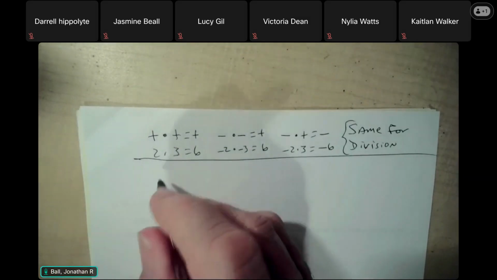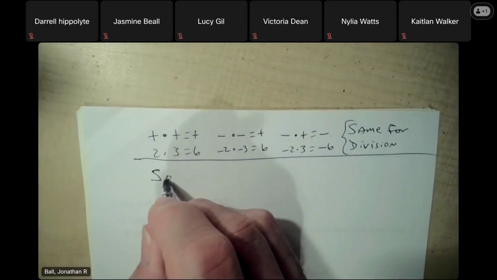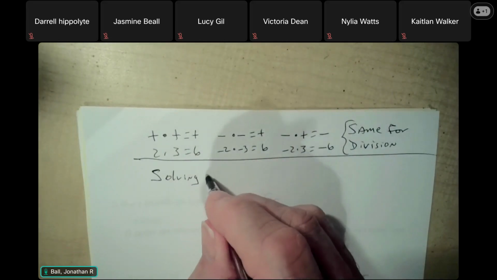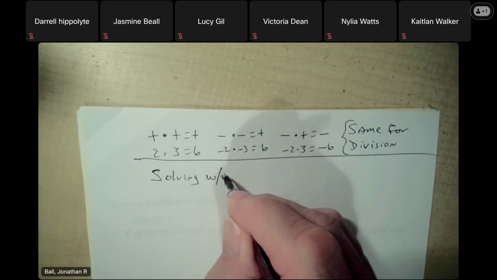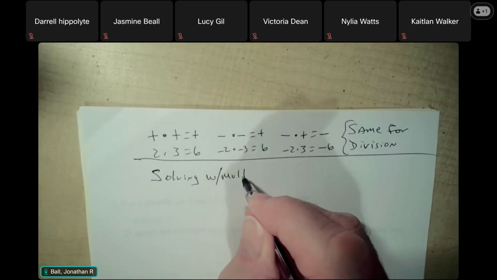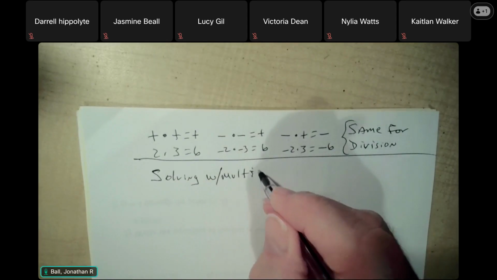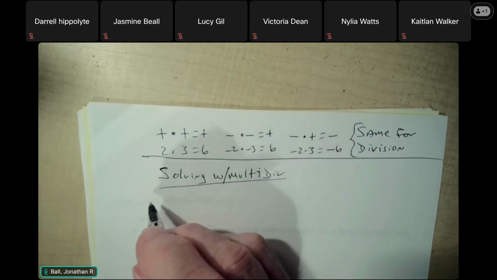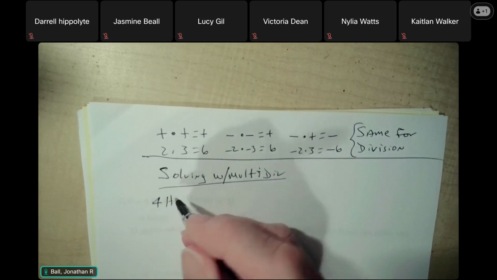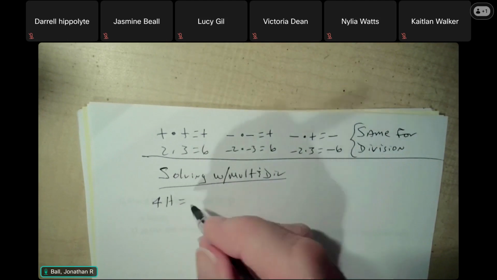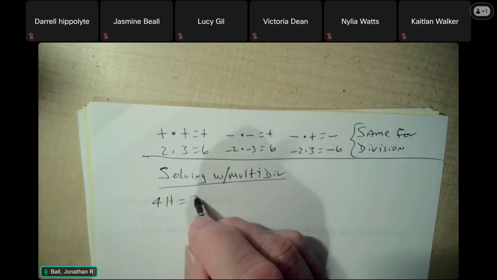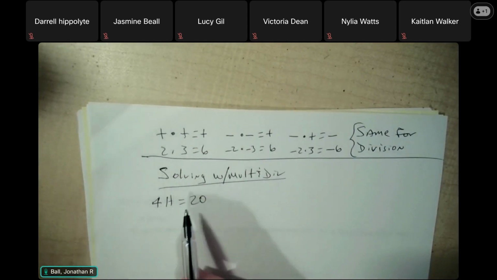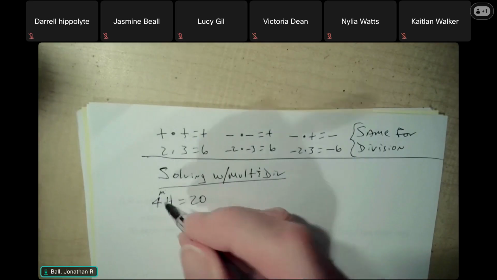Okay, now again, we're solving equations, solving with multiplication and division. So if you have 4h equals 20, 4h means 4 times h. We just don't write it. But that's what that means.